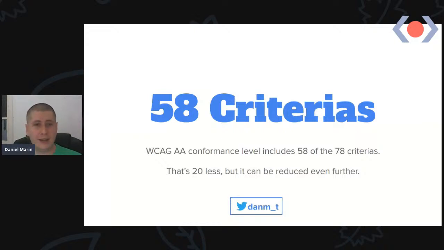So assuming that AA is what you want, that in your country that's enough for saying that your application is accessible, you need to meet 58 of the whole 78 criteria. That means 20 less. And depending on your application's content and functionalities, there are criteria that don't even apply to you. In one project I worked on a while back, we had to meet only 38 of the criteria. So we had to meet less than half in order to be AA compliant. This could be your case.